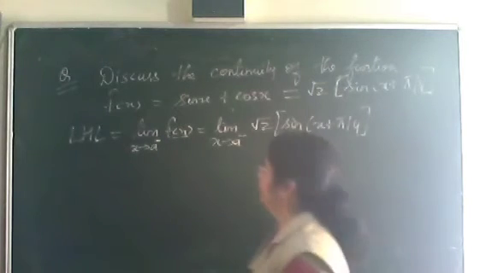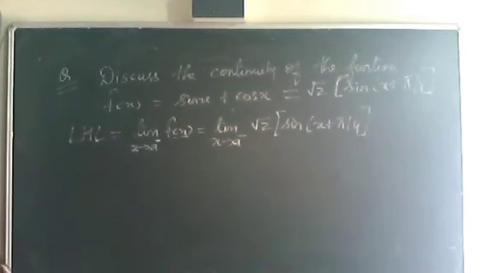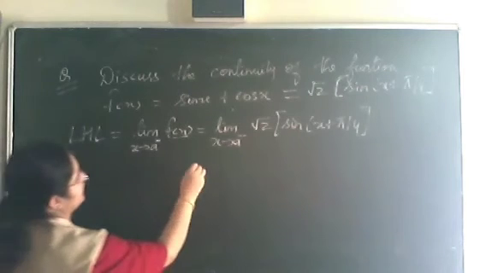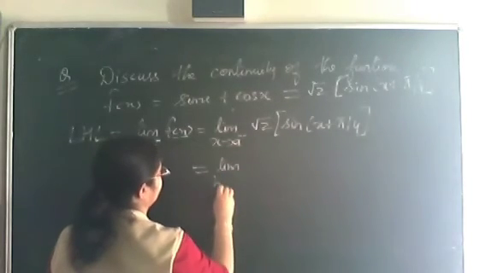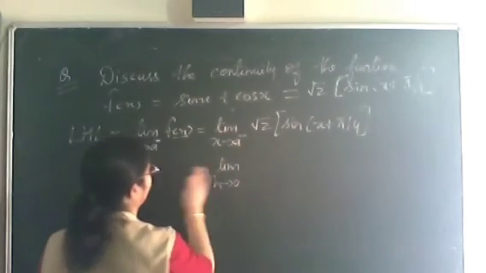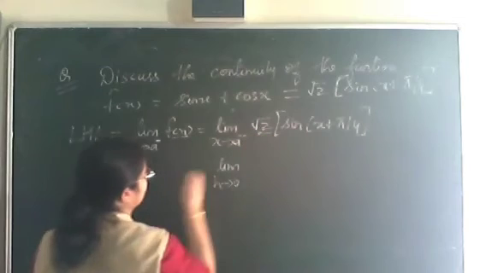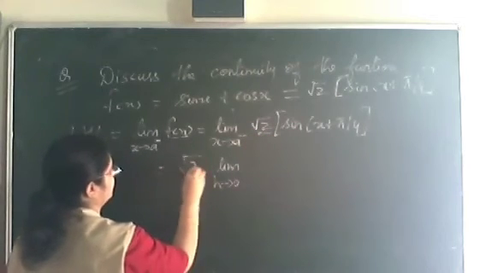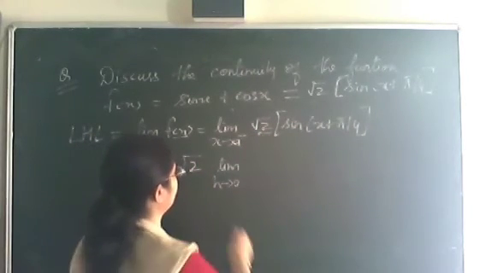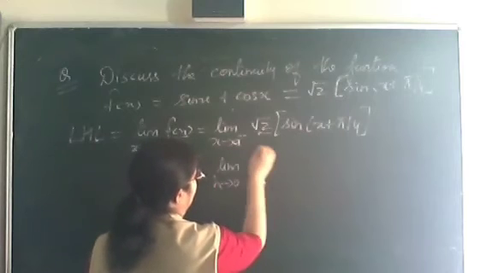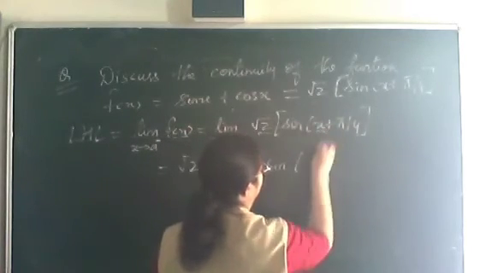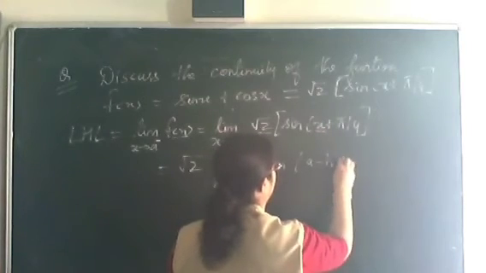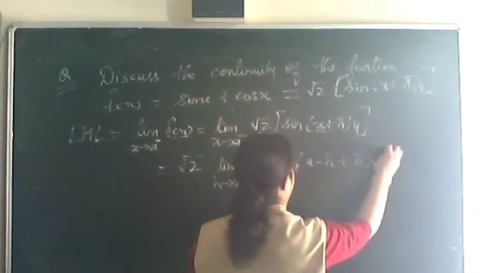Clear? Then what will we do here now? Just see, this is equal to limit h tending to 0. Root 2 we can bring outside because root 2 is a constant, so that there should not be any confusion. Limit h tending to 0. Now x can be written as a minus h, so sin(x plus pi by 4) can be written as sin(a minus h plus pi by 4).